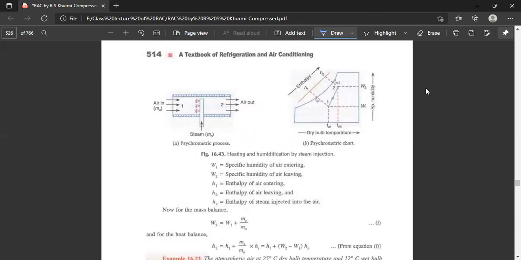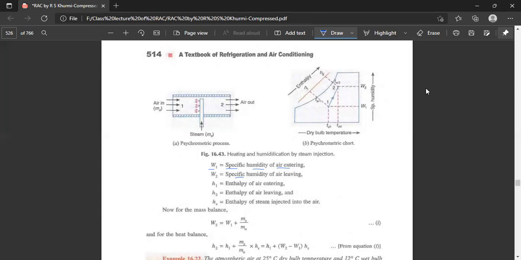W1 is the specific humidity of air entering, and W2 is the specific humidity of air leaving. W1 is shown in the psychrometric chart, and this is W2, the specific humidity of air leaving. Specific humidity means the amount of moisture present per kg of dry air. After the humidification, it is clearly shown that this amount increases from W1 to W2.